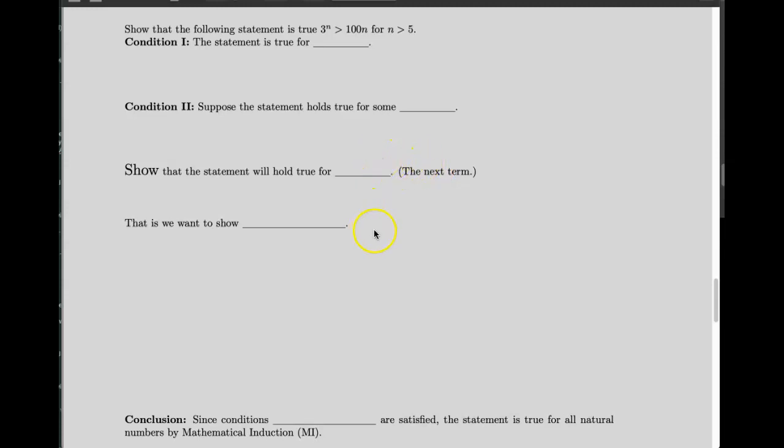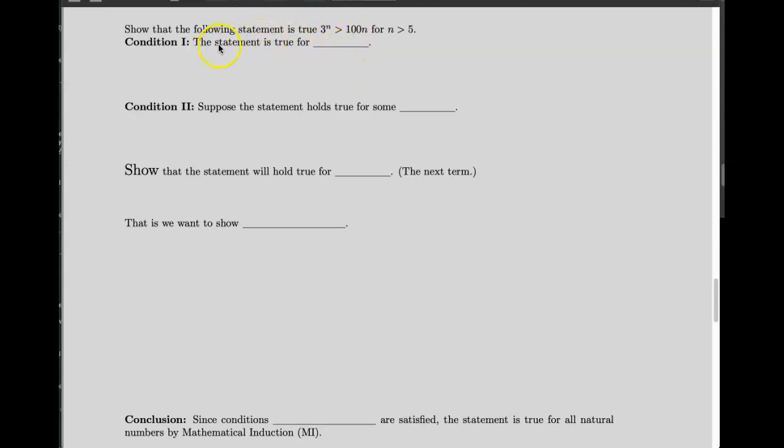So we have a different problem here. We don't have a sum, we have an inequality, and we want to show that 3 to the n is greater than 100 times n for n greater than 5. And so, again, plugging in values for n so that you believe that this is true, I find to be very helpful.